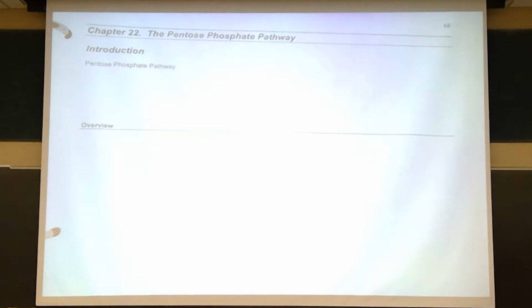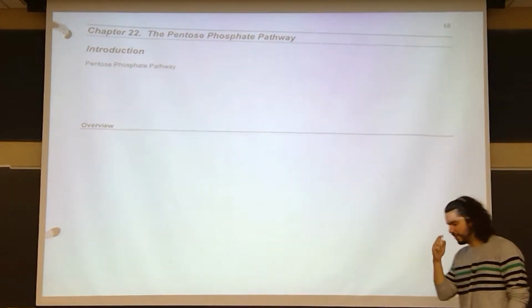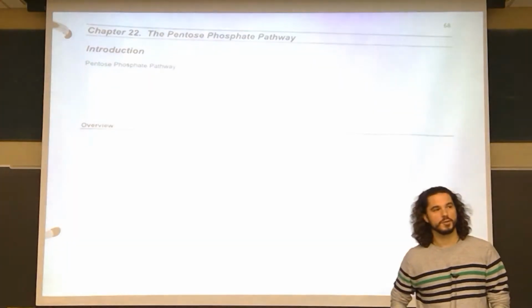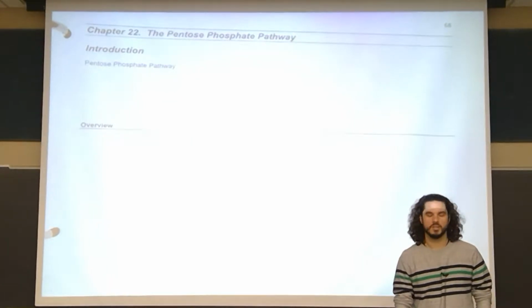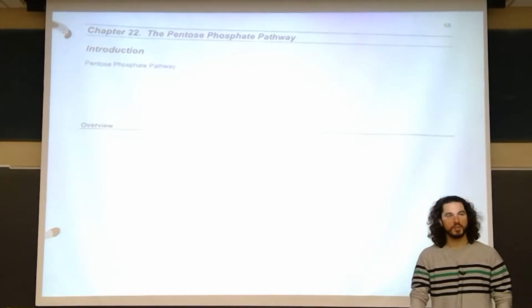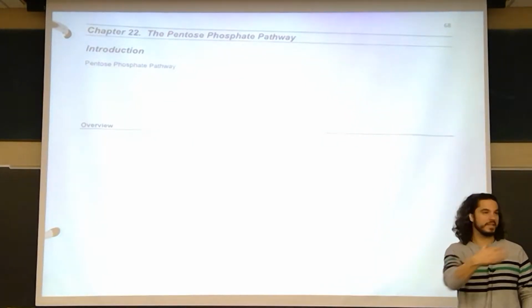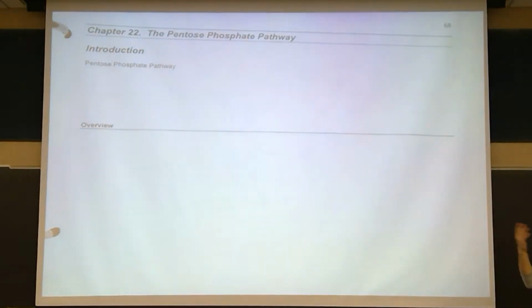Of the 10 steps of glycolysis, how many are reversible? Seven. 10 minus 3 would be a good answer, right? So 7 steps are reversible. You have 7 reversible steps, and you have 3 irreversible steps.